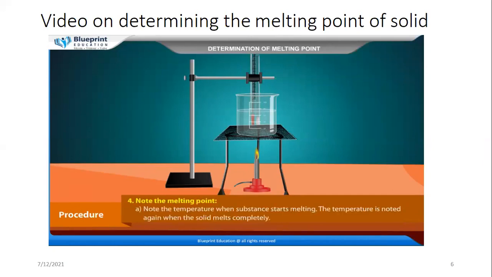A. Note the temperature when substance starts melting. The temperature is noted again when the solid melts completely. The average or mean of two values gives the correct melting point of the substance.